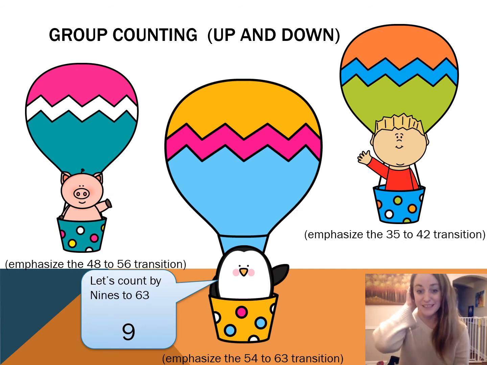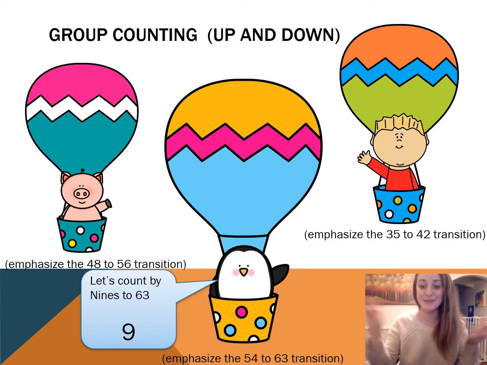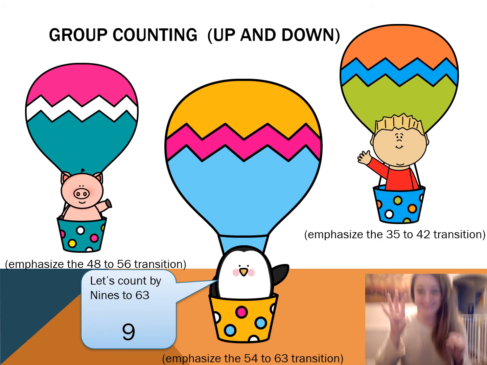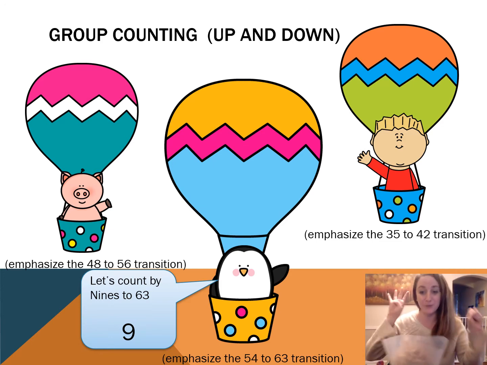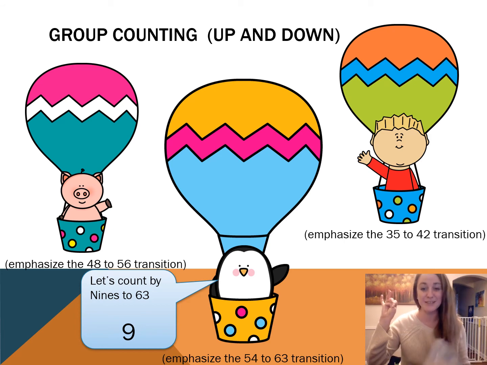Last one. Count by 9s to 63 and wiggle it out. Bring it close. Count by 9s to 63 and go. 9, 18, 27, 36, 45, 54, 63. Bring it down. 63, 54, 45, 36, 27, 18, 9, and 0.